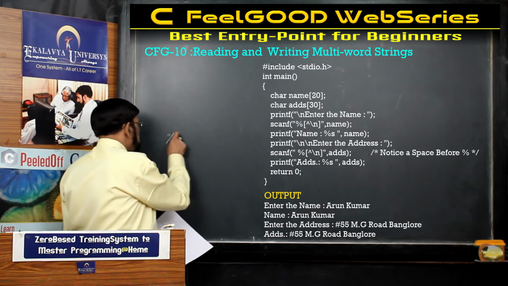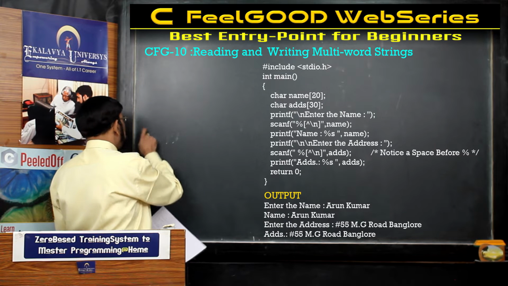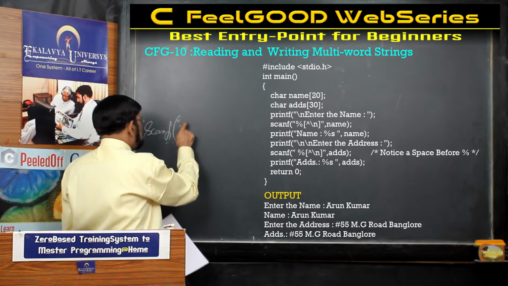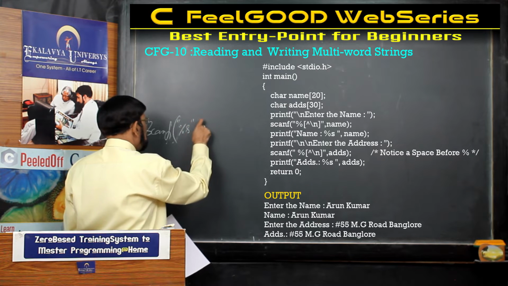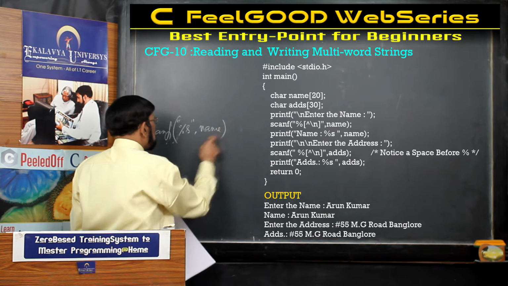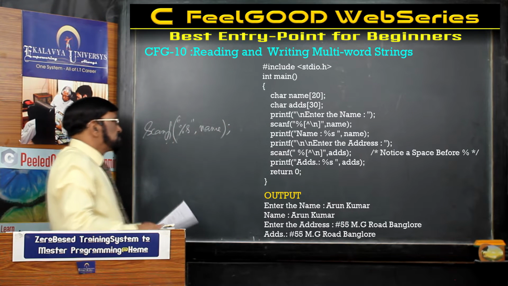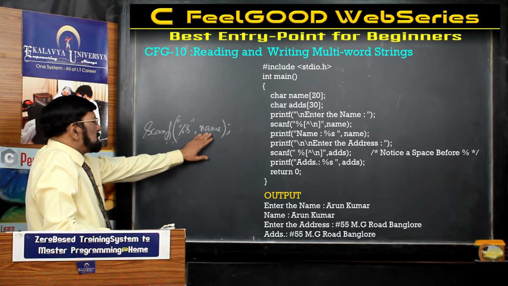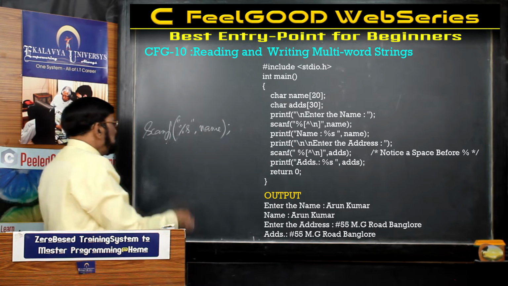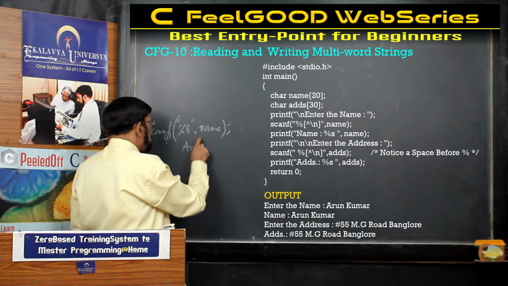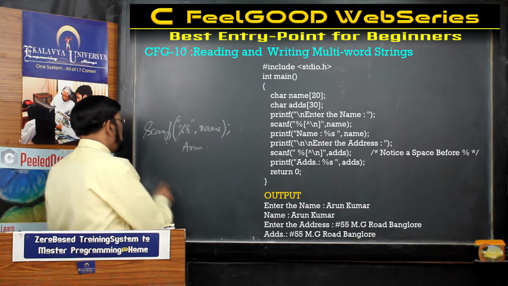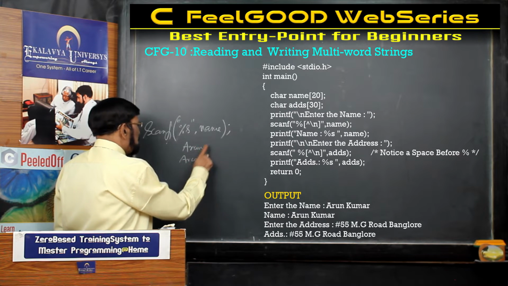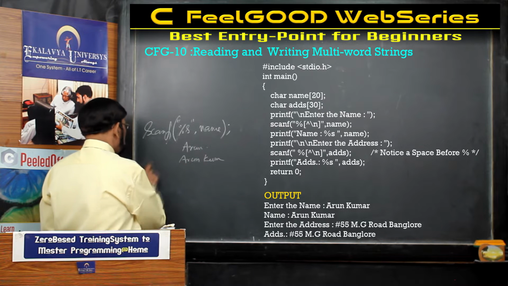Now, what I told you, percentage, okay, let me write the whole thing. Scanf, percentage s, suppose we are entering a name. We are supposed to write like this. Ampersand is not required. If you give it, also nothing wrong, but don't give. Now you can enter a single name like Arun. No problem. Any single word name you can give. You want to enter Arun Kumar. Then what you have to do?